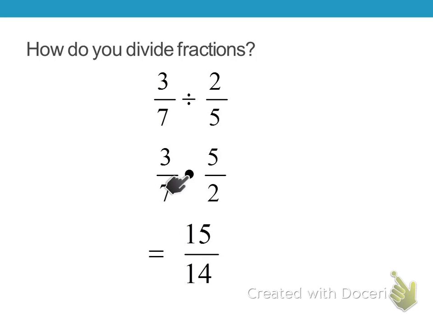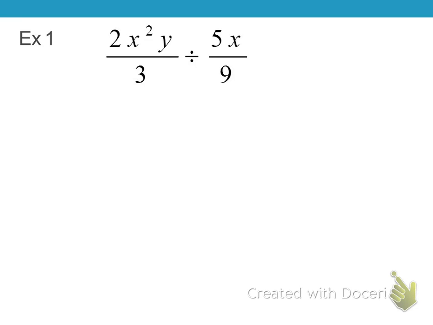Once you change it to multiplication, you can check to cancel, like cross cancel like we've been doing, or cancel within the same fraction. Once everything's simplified that can simplify, multiply across the top, multiply across the bottom, and you're done. This should not be new to anyone. But do you have any questions? All right, so now let's practice with an actual rational expression.